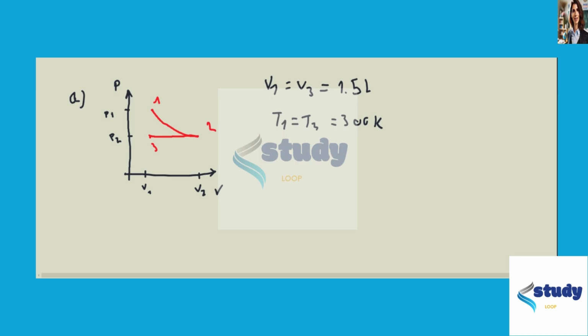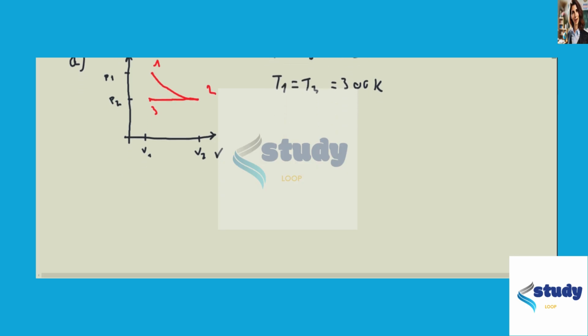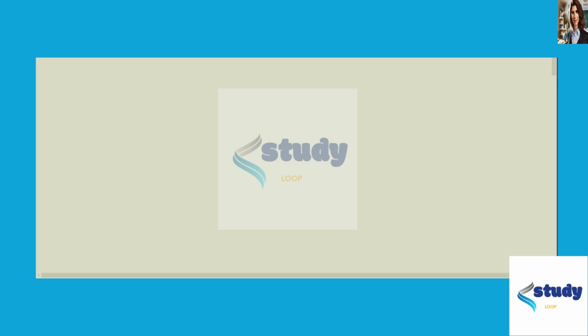Now in part B of the problem, we actually need to evaluate 3 different things. We need to find the volume V2 at point 2, we need to find the pressure at point 3, or state 3, and we need to find the temperature at state 3. So since between points 1 and 2, the process is going under a constant temperature, we can use this relation, P1 V1 equals P2 V2.